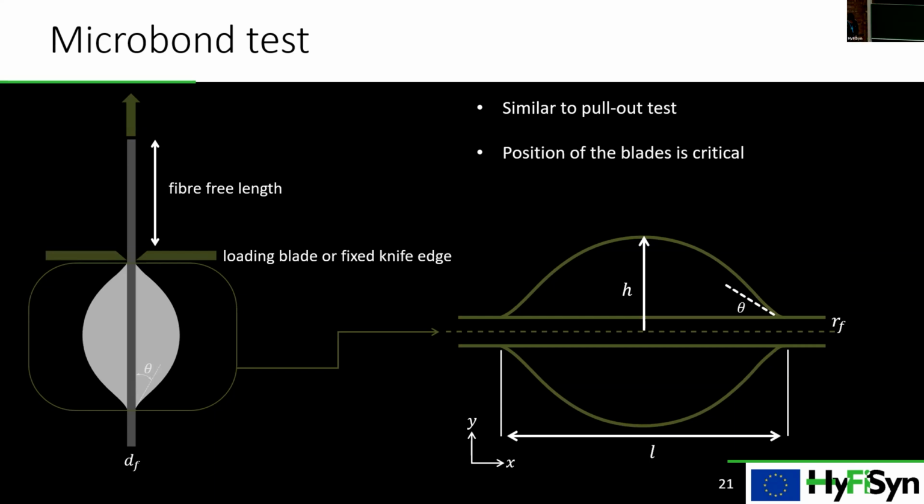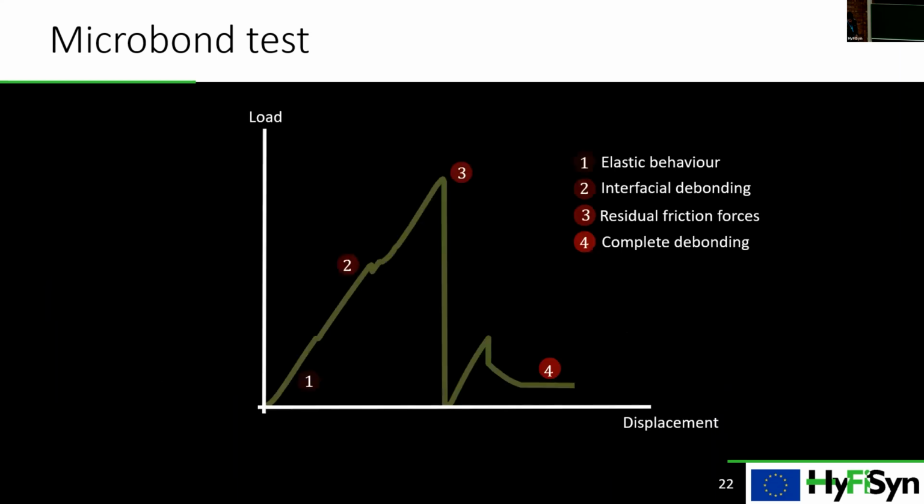So let's look at how the load displacement looks. We have 4 stages mainly. The first one is the elastic behavior here, and then as you increase the load more, you will end up with a slope change or a few tiny load drops, where interfacial debonding can be assumed. Then at the third stage, after the maximum load, you will end up with residual friction forces, and after that, there will be a complete debonding.